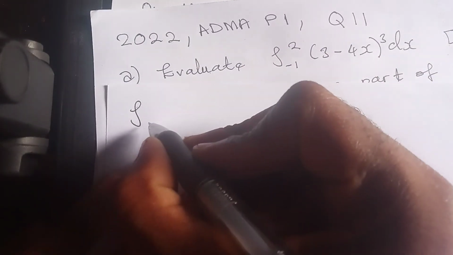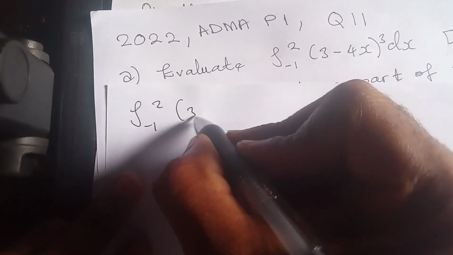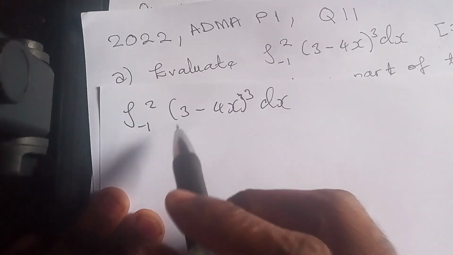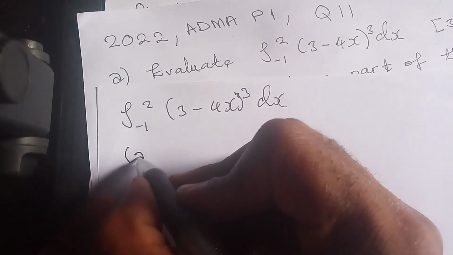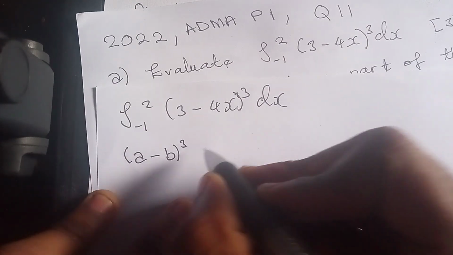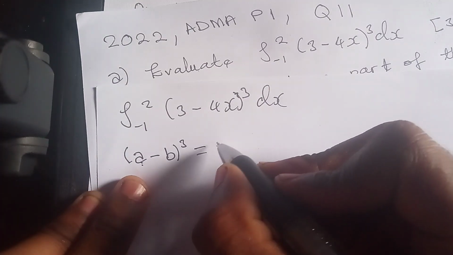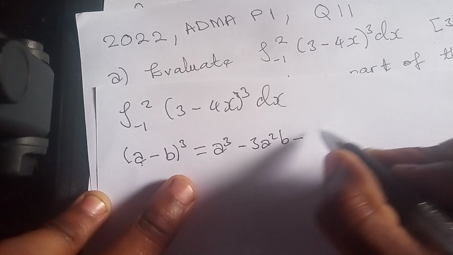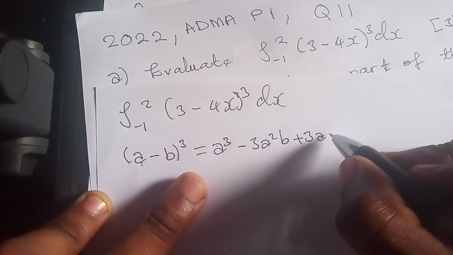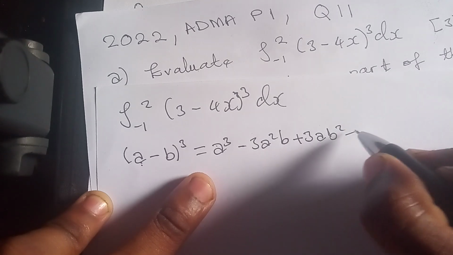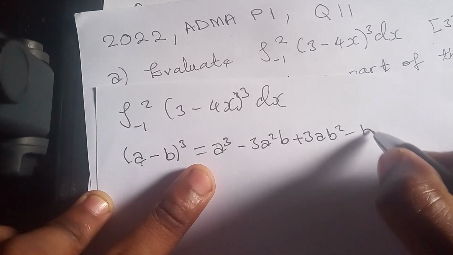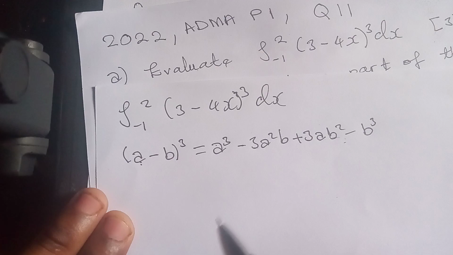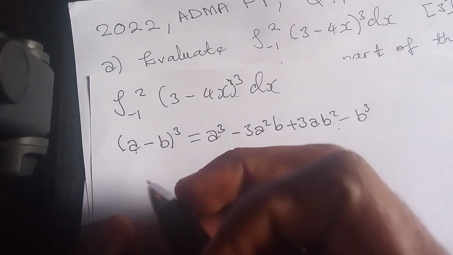So we have the integral from -1 to 2 of (3 minus 4x) to the power 3 dx. So we can expand this using this expansion. This one will be a to the power 3 minus 3a squared b plus 3ab squared minus b to the power 3 when you expand this. So using this we can expand that. Of course you are free to use the binomial theorem.